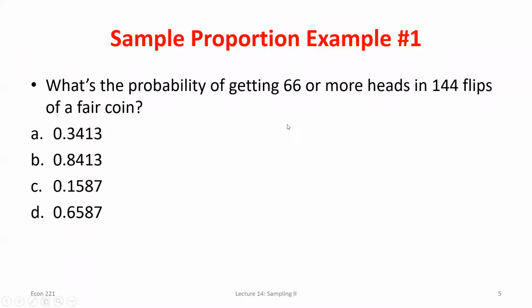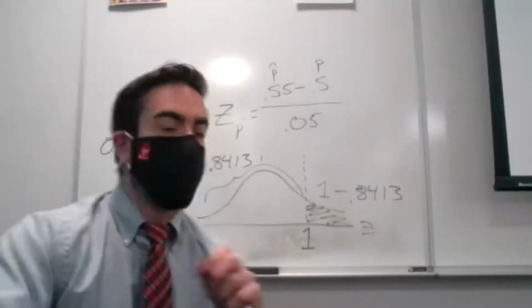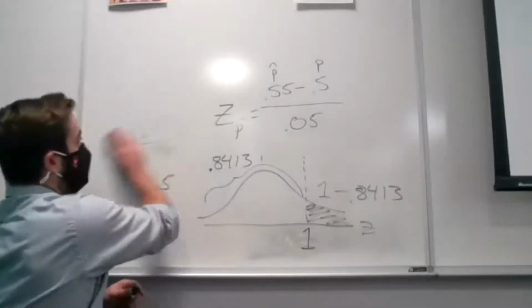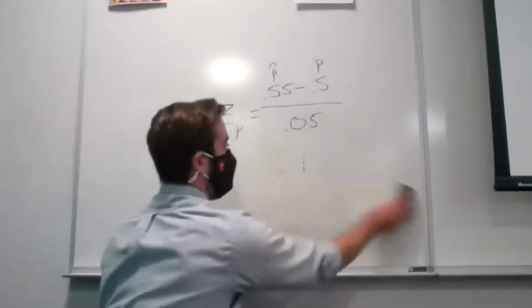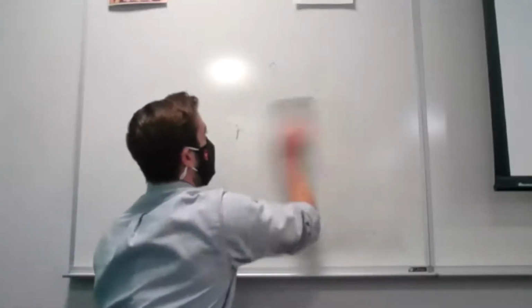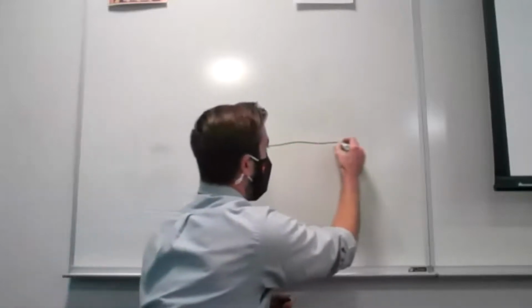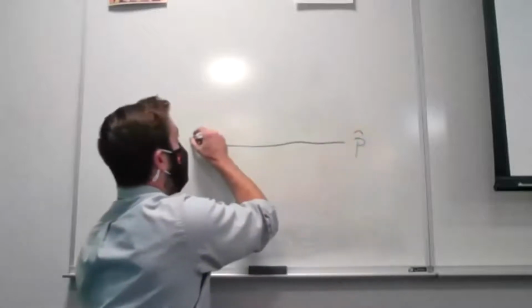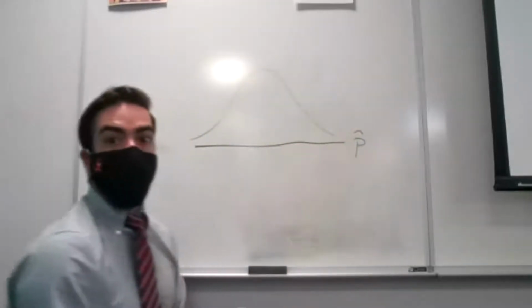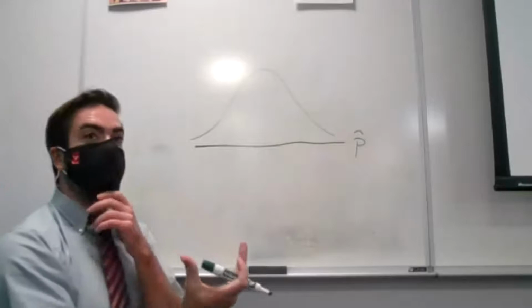So what if I wanted to do the probability of getting 66 or more heads out of 144 coin flips? Right away, let's just draw it out, and we can probably get rid of some of these answers pretty quickly, okay? So what are we looking for here? We have 144 coin flips, so we definitely know the central limit theorem is going to be met. Our sample proportions should be normally distributed.